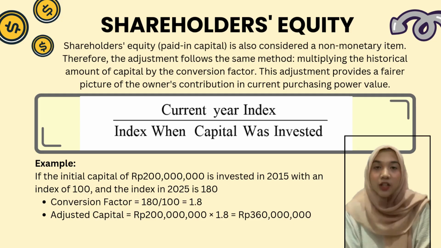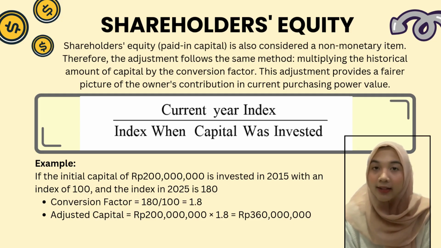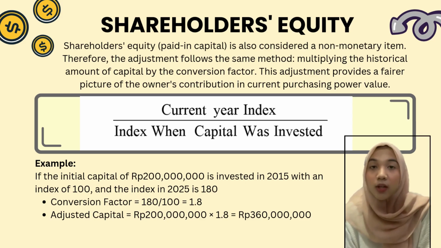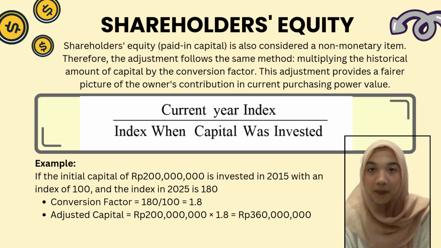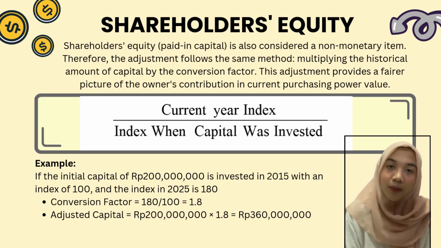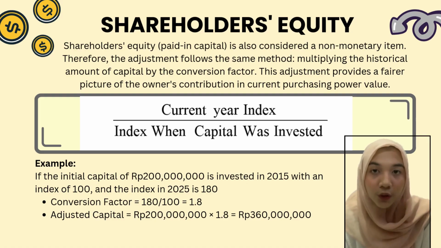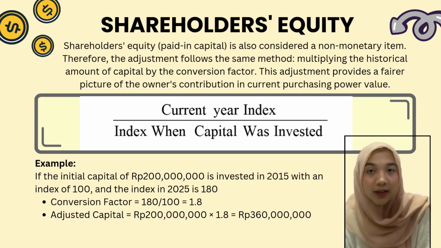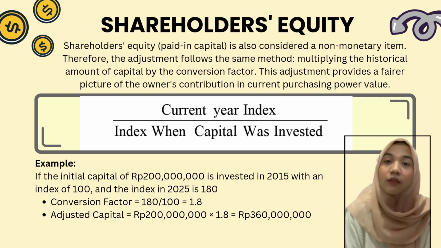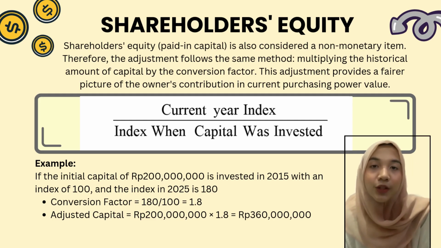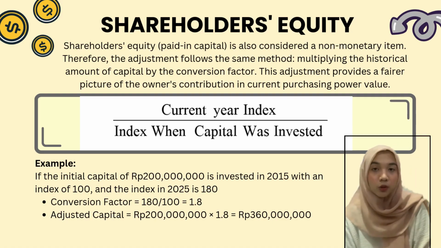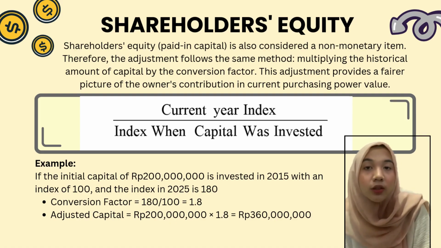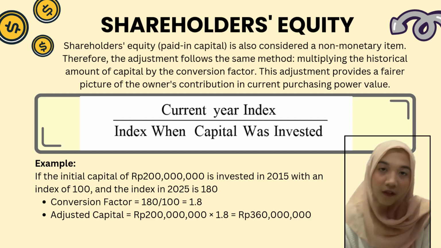And the next material is shareholders' equity. Shareholders' equity is also considered a non-monetary item. Therefore, the adjustment follows the same method, which is multiplying the historical amount of capital by the conversion factor. This adjustment provides a clearer picture of the owner's contribution in the current purchasing power value, not just the nominal value when the investment was made. This restatement helps maintain the consistency and relevance of financial statements, especially when used to assess a company's performance and net worth amid general price fluctuation. The formula is adjusted capital equals current year index per index when capital was invested.